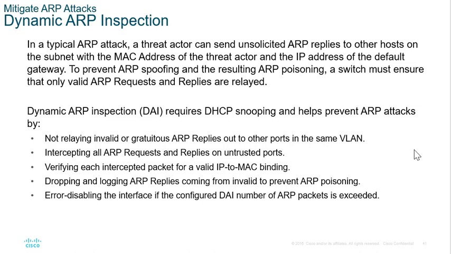So the legitimate machine is not aware; it thinks the traffic is coming from a legitimate default gateway. To mitigate this kind of attack, we can use Dynamic ARP Inspection, or DAI. Okay, one thing I highlight here: in order for you to implement DAI, you must already have implemented DHCP snooping.